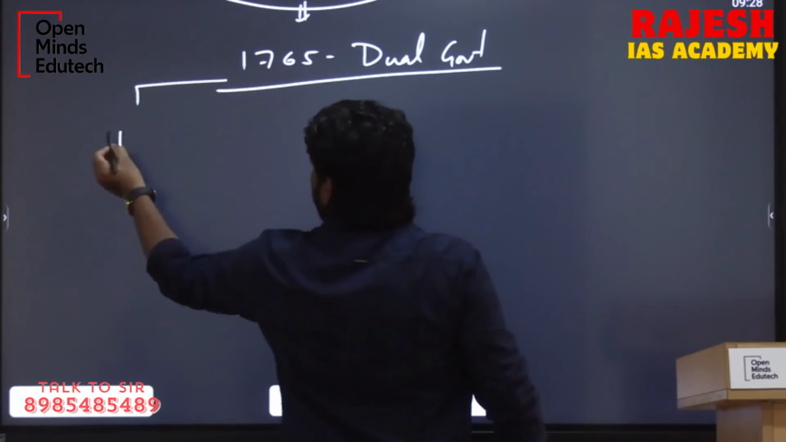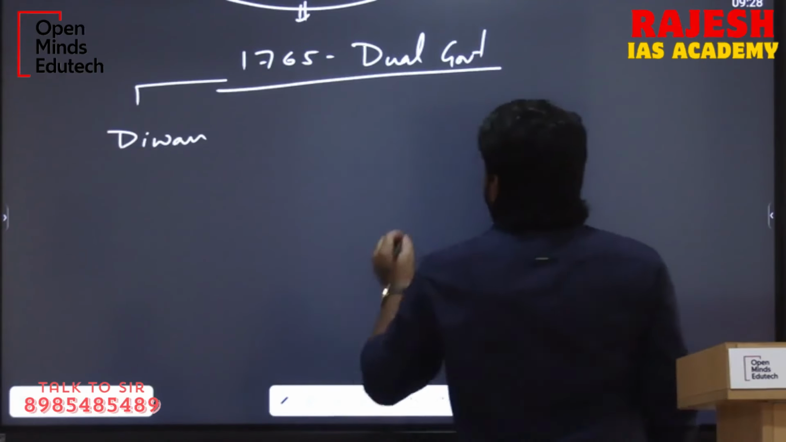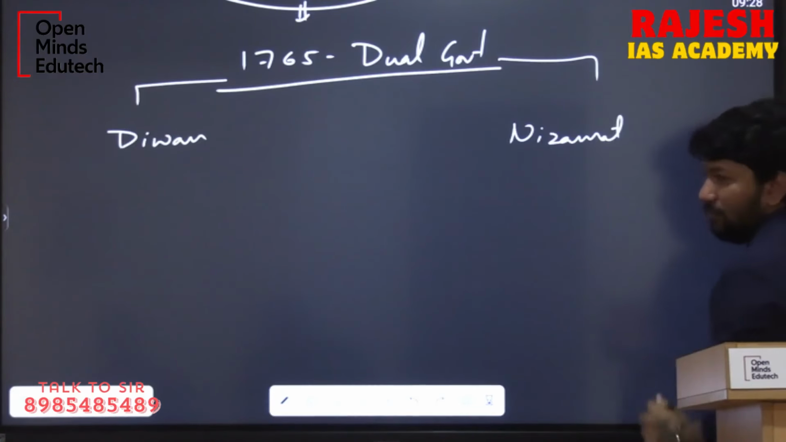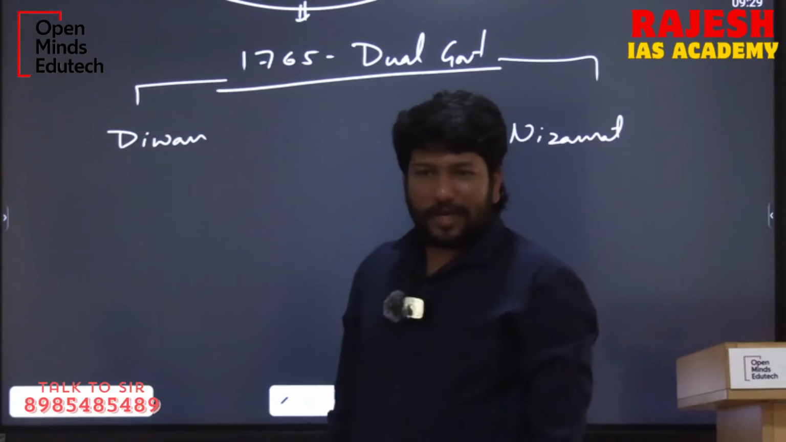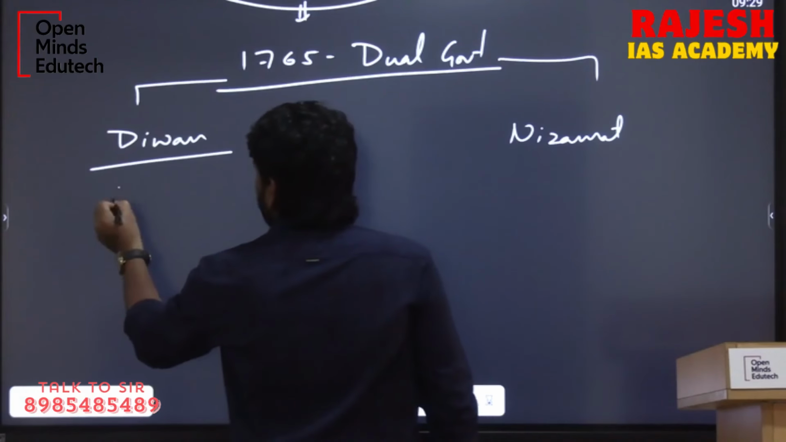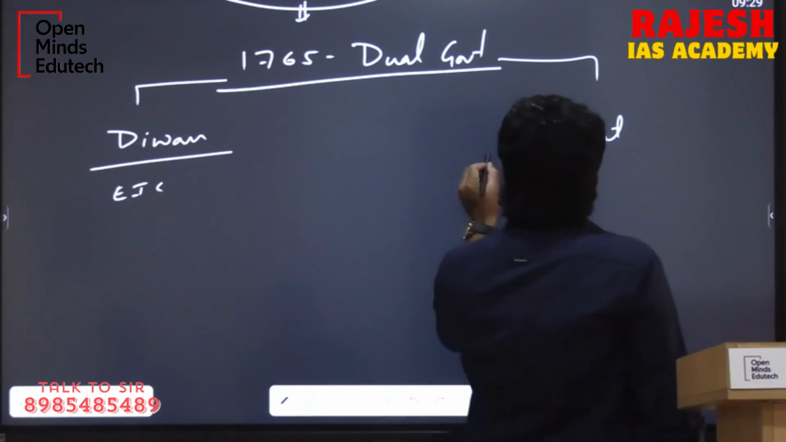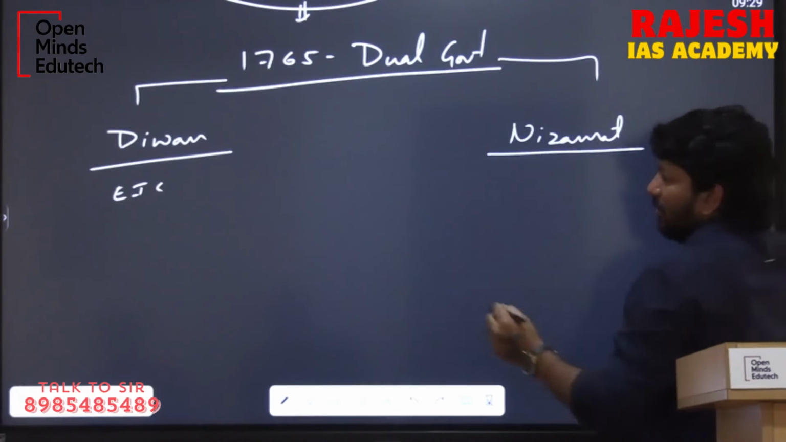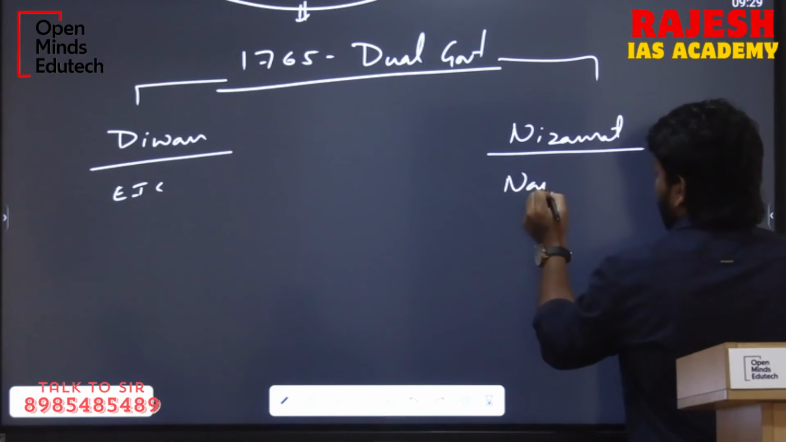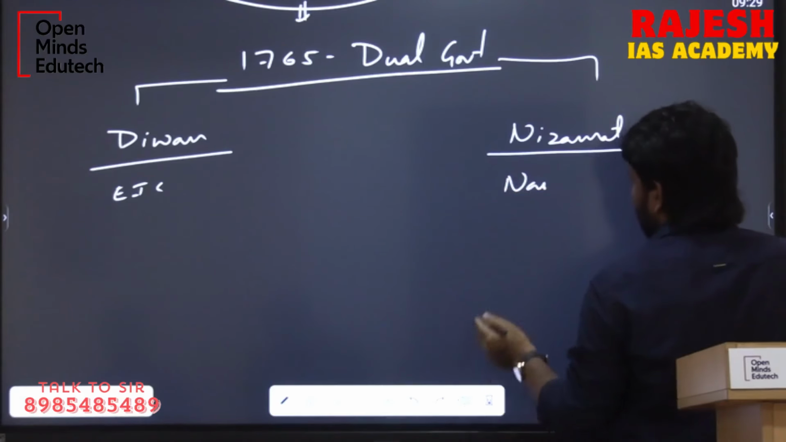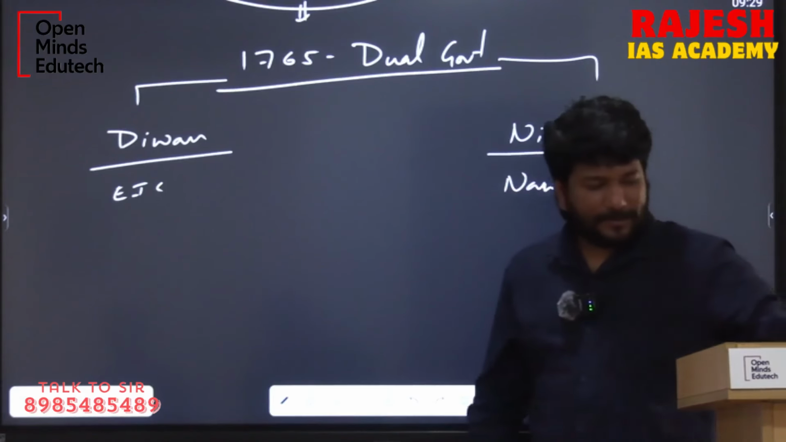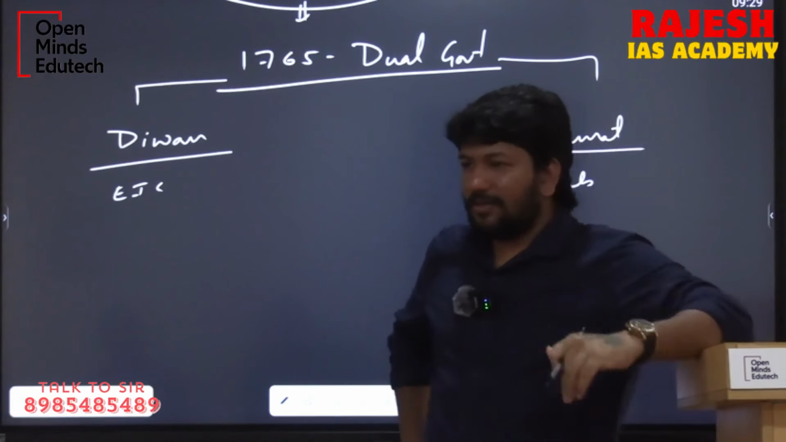See, what is this dual government? So Diwan got into the Nizamat. Diwan means what? Revenue collection rights. It is with whom? EIC. Nizamat means what? Administration rights. It is with whom? Nawab. It is with Nawab, right?